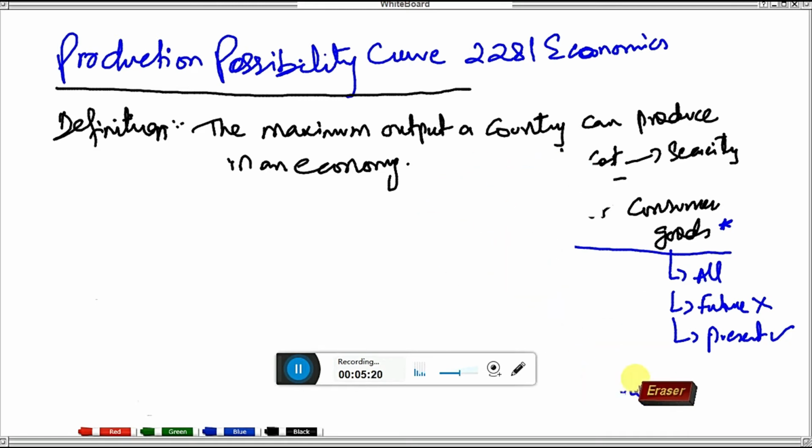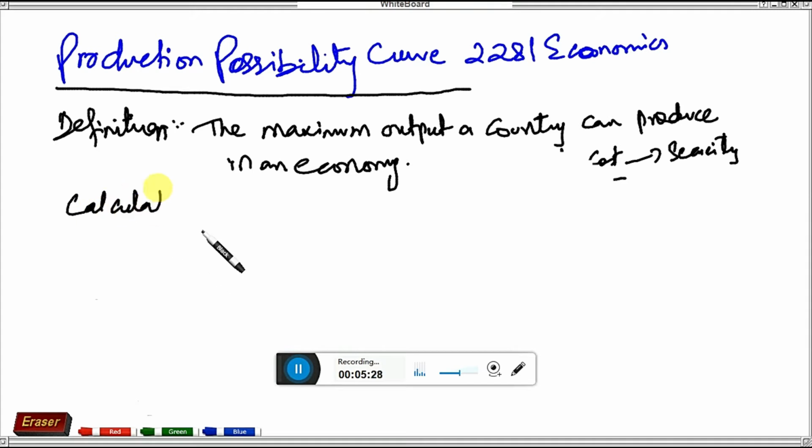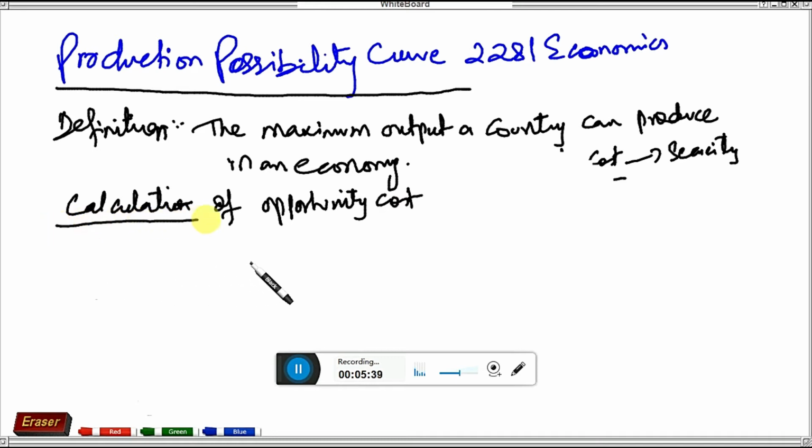Okay, so let's come back to the point sections. The heading for this would be the calculation of opportunity cost. How do we calculate the opportunity cost? This is a question for the students, because this comes a lot in the MCQs, and there are questions in paper 2 too, in IGCSE and in O levels both.